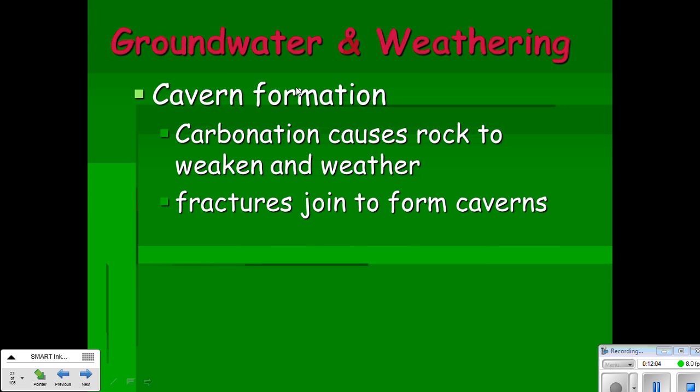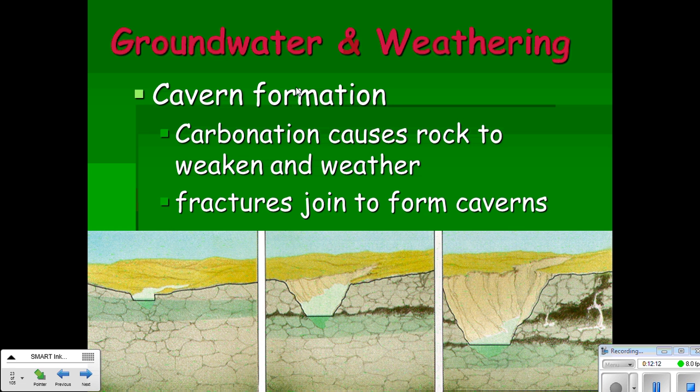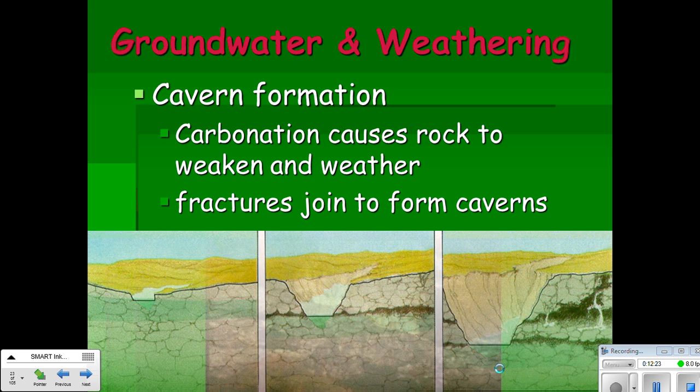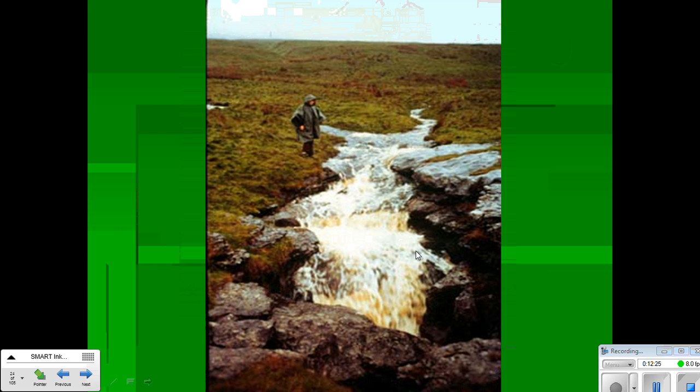Cavern formation. Carbonation causes rock to weaken and weather, which fractures join to form caverns or caves. And this is a picture here. You've got a little stream. It's eating away at the rock underneath, eats away a little bit more, eats away some more, and eventually you wind up with a cavern underneath. You see this water flowing through, and then it's suddenly gone because it's going into this big hole that it's made underground.